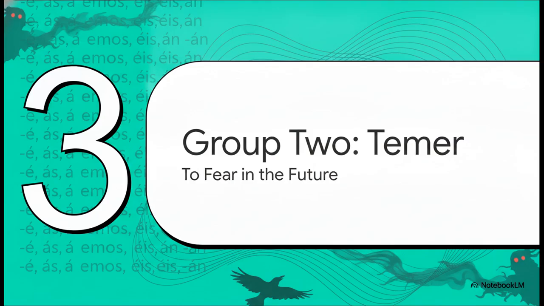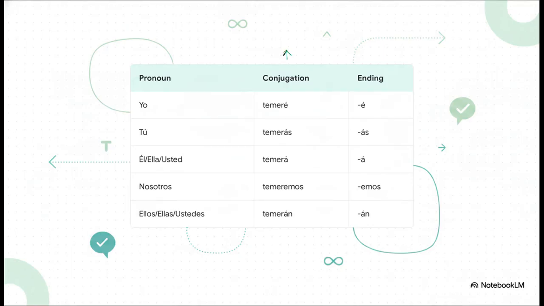Moving right along to Part 3, Group 2, temer, which means to fear in the future. Now, what's really interesting about this is absolutely nothing has changed on the right side. If you're used to the present tense, you know that AR verbs and ER verbs usually demand completely different vowels in their endings. But not here, no way. In the future tense, we use the exact same universal endings. Just look at the table.